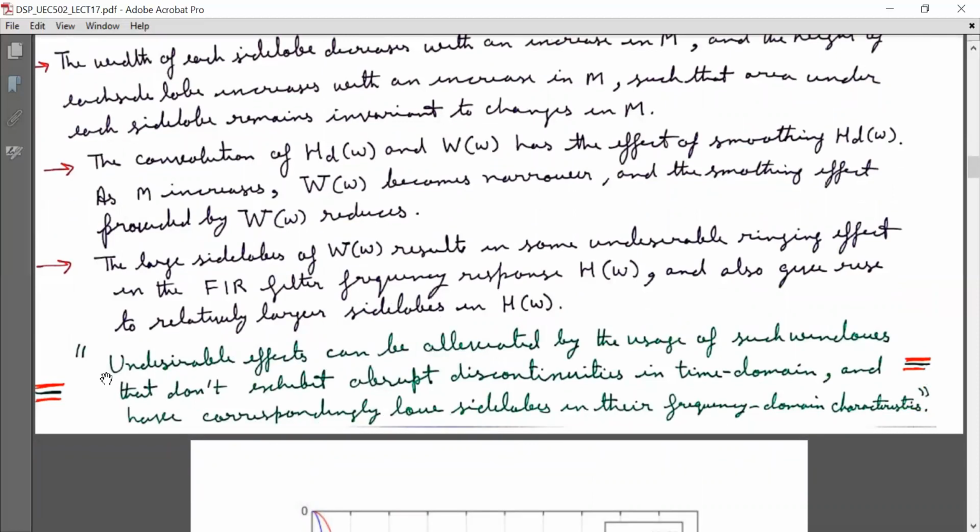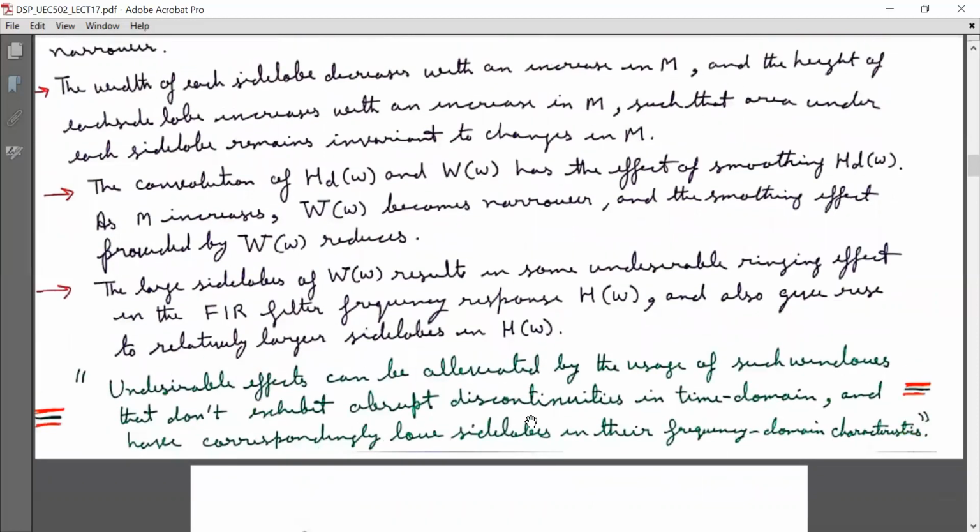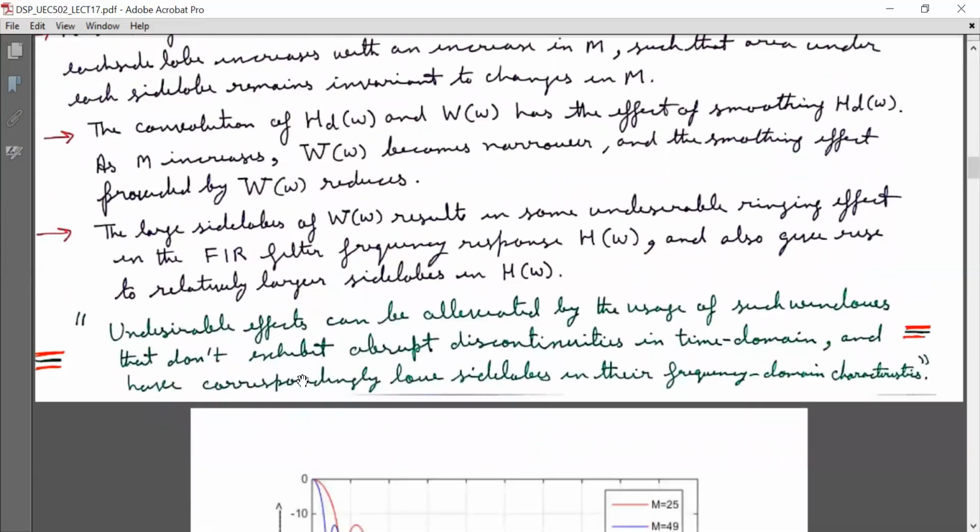But what we need is this: the undesirable effects can be alleviated, that is reduced, by the usage of such windows that don't exhibit abrupt discontinuities in time domain and have correspondingly low side lobes in their frequency domain characteristics. Such a window I want, to reduce the undesirable effects.